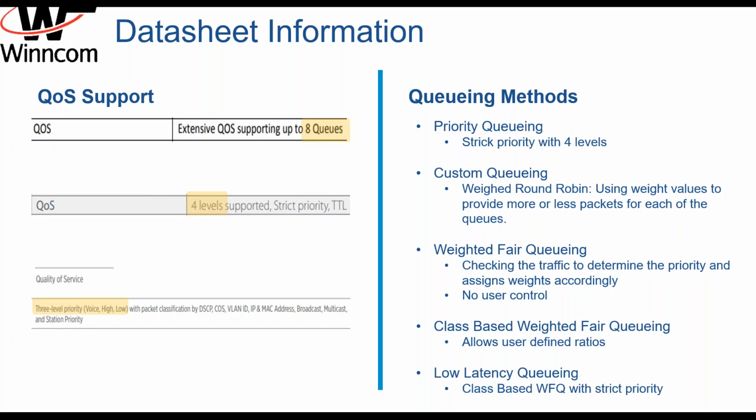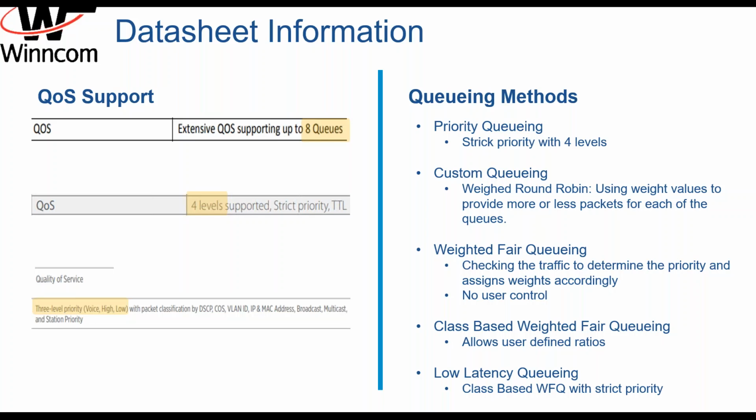With the custom queuing, it is using a weighted round robin algorithm. It's using weight values to provide more or less packets for each of the queues. The weighted fair queuing is quite common these days, especially in the cheaper range radios. It checks the traffic to determine the priority of the traffic and assigns the weight accordingly, but there is no user control on this weight method, so you cannot assign them manually.